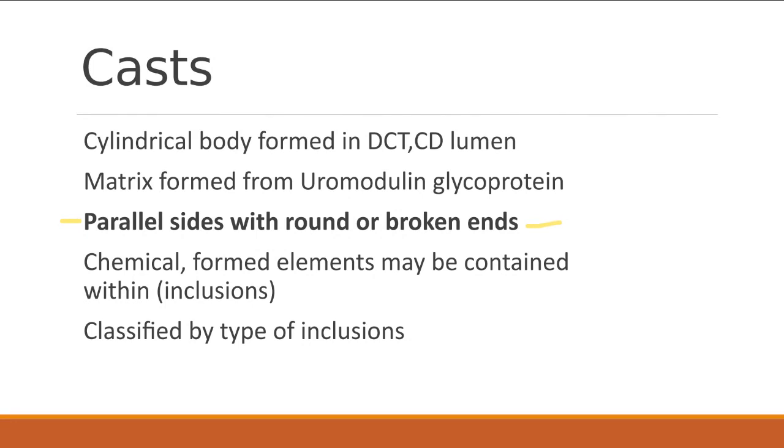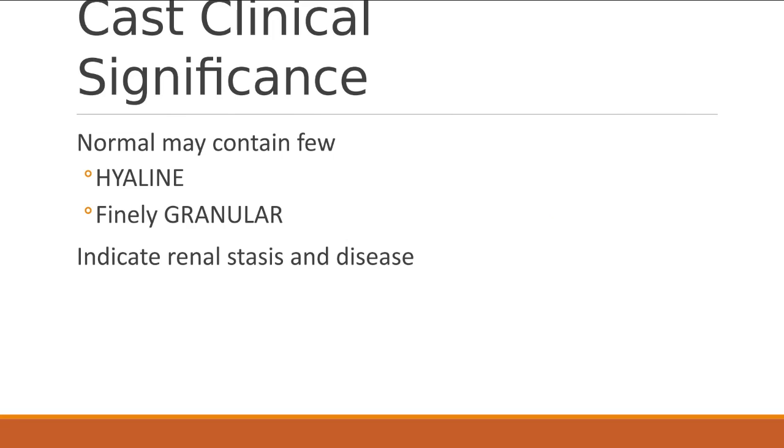They're formed elements, and typically they're going to contain some type of inclusion. Based on what type of inclusion you have, which is whatever's inside of them, that helps you to identify which type of cast. And so that's how they're identified. Not all casts are significant. Some of them are normal, like your hyaline and your finely granular. But those that are significant are going to indicate renal stasis and diseases. And then the number of casts, when it comes to irregular ones, is going to reflect the severity of a disease.